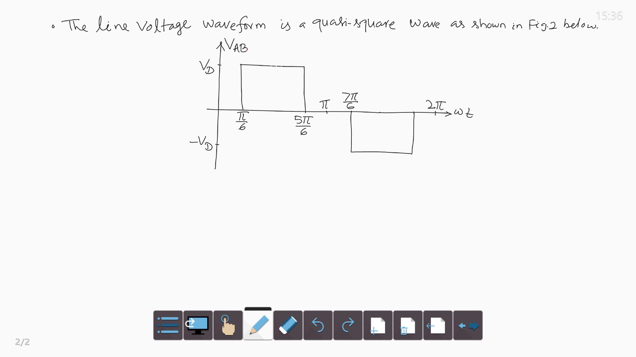And for the 6-step inverter, the line voltage waveform is a quasi square wave as shown in this figure 2.